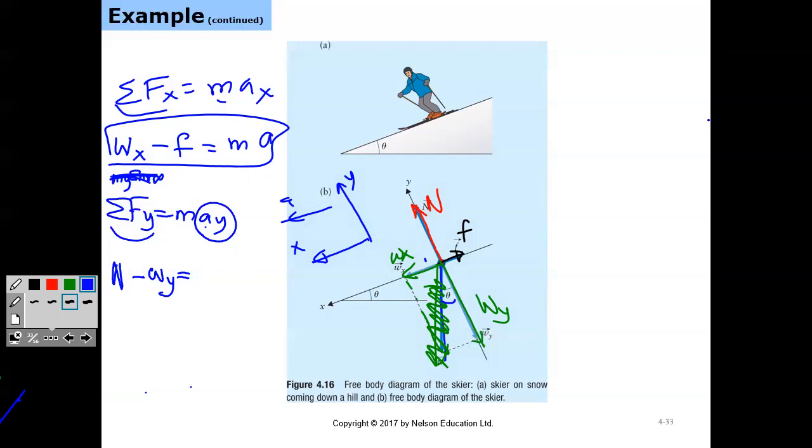Suppose the y coordinate of the center of mass of the big object is 10 centimeters. When the skier comes here, what is his y coordinate? Still 10 centimeters, because he is moving parallel to the x-axis. So the y coordinate of that person is not changing. There is no motion in the y direction. Therefore, this is 0.